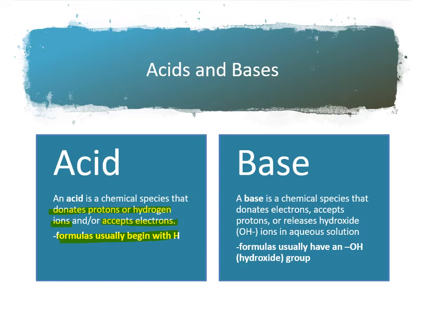A base is the opposite of an acid. A base is something that donates electrons, acids accept them. They accept protons, acids donate them, and they release hydroxide ions in aqueous solutions. Because they release OH, bases have OH in their name or their formula. So the big thing I want you to know right now: acids start with H, bases have an OH group in their formula.